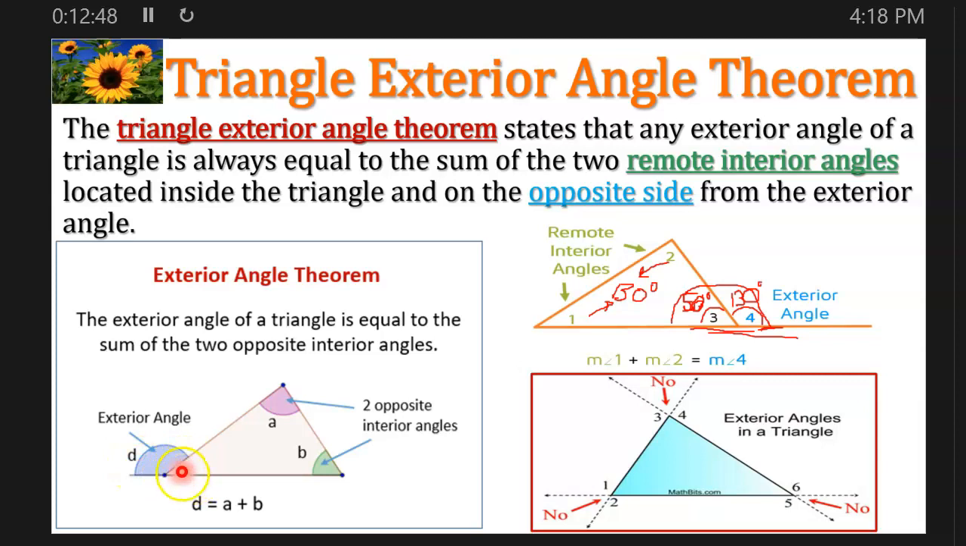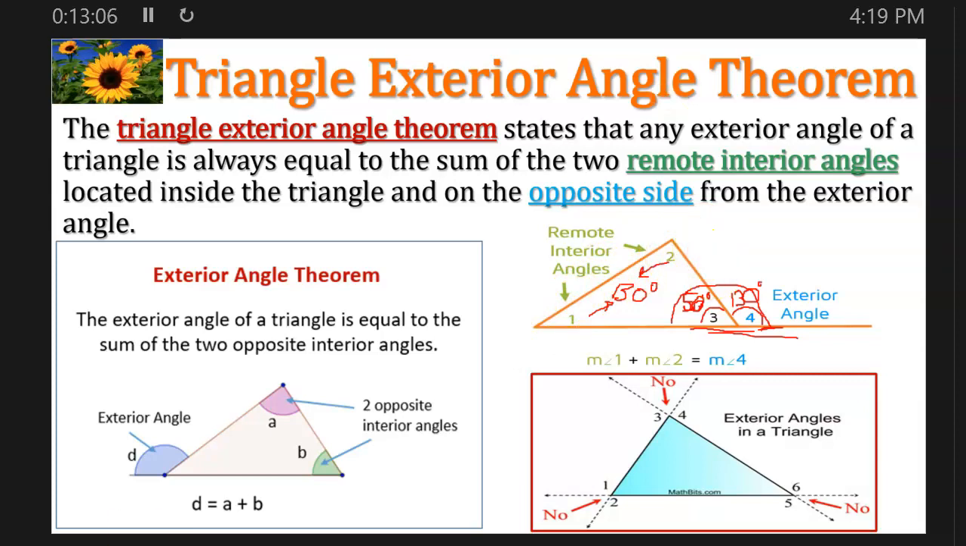So basically they're far away from this exterior angle. The one that's right next to the angle, this one here, is going to be adjacent to it. So it's not going to be remote. It's going to be real close, right? Whereas these two are the remote. Again, these two remote angles here, let me clear this up.